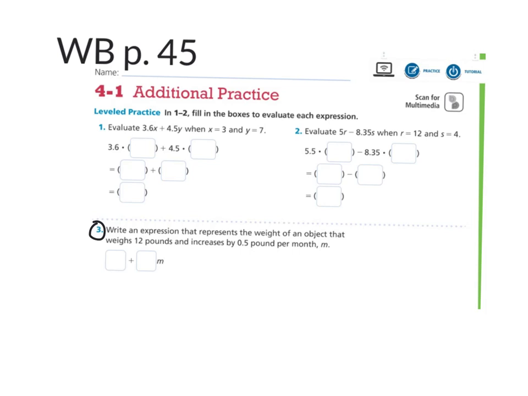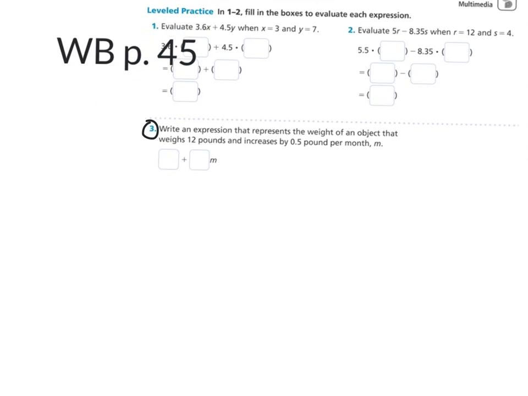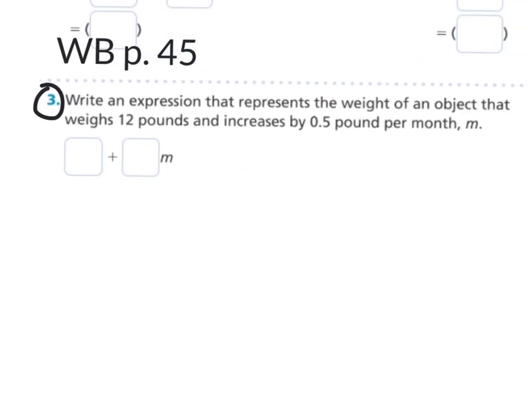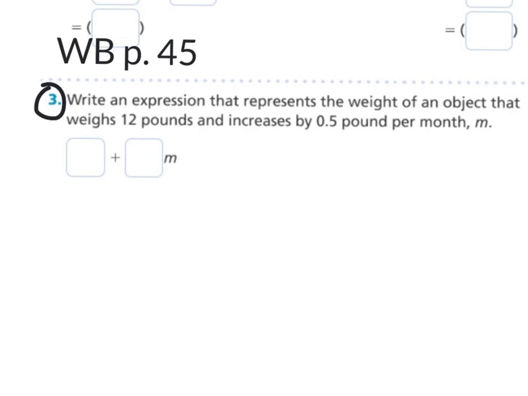Continuing our lesson on writing and evaluating algebraic expressions, if you look at workbook page 45, number 3, they want us to write an expression that represents the weight of an object that weighs 12 pounds and increases by 5/10 of a pound per month m. So for that one, we're starting with the 12 pounds, increasing by 5/10 a pound per month. So adding 5/10 times however many months. That would be our expression. And again, that's all they're asking us to do there, so that would be it for that problem.